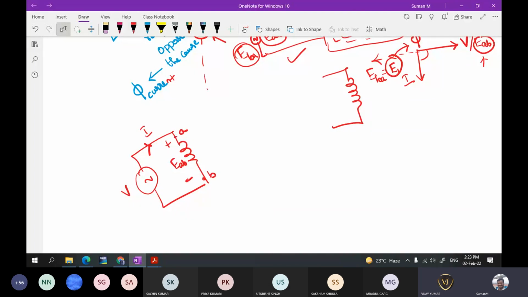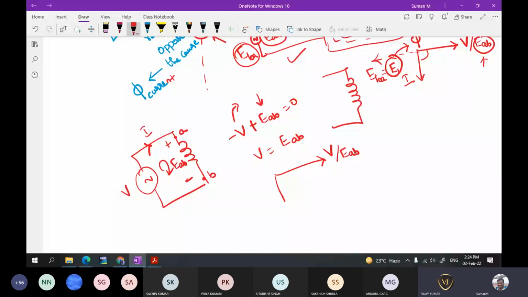Now if I write the KVL equation for this, I will get minus V plus EAB is equal to 0. So this is voltage rise and this is voltage drop. Now if I write this equation, I will get V is equal to EAB. If I draw the phasor diagram, V will be here and EAB will be here. Both are in phase with each other. Now the current will be lagging the voltage by 90 degrees.